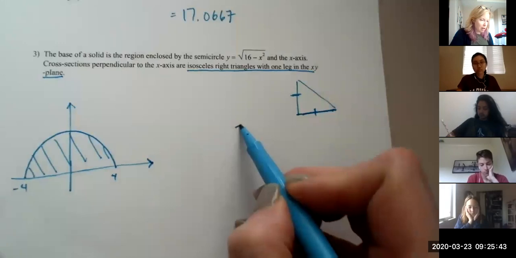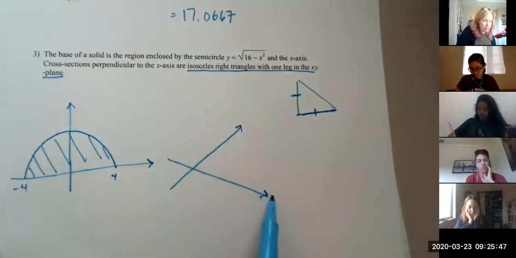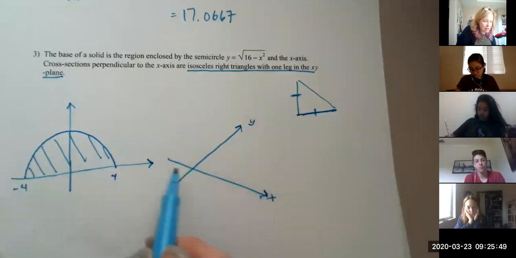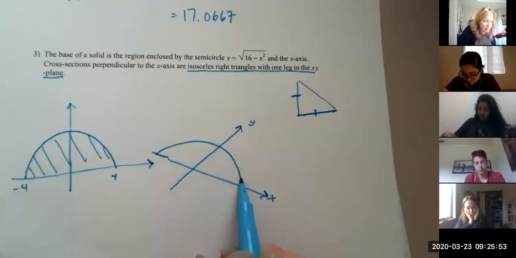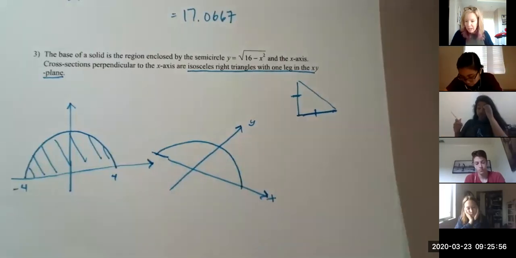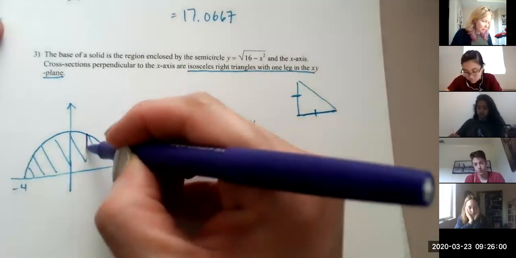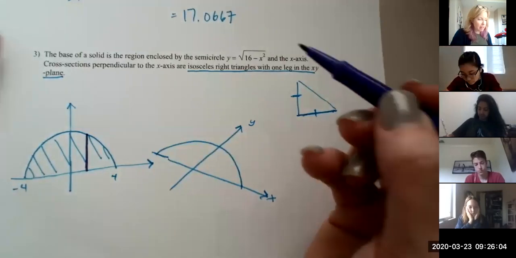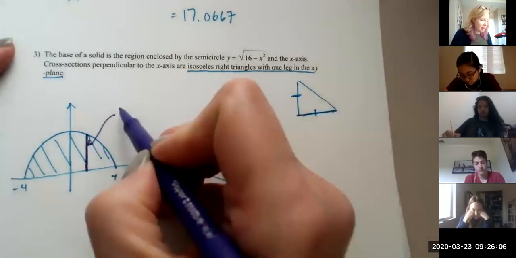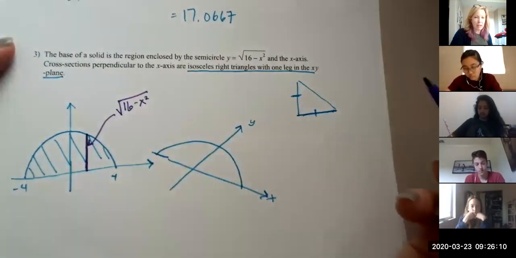If I draw my kind of three-dimensional, here's x, here's y, here's that semicircle that's flat. But then what they told me is that if I slice through it, so I slice right here, that's just the height of that curve, right? I don't have anything else going on. So I know the height of that line right there is just the value of the function. So it's the square root of 16 minus x squared.